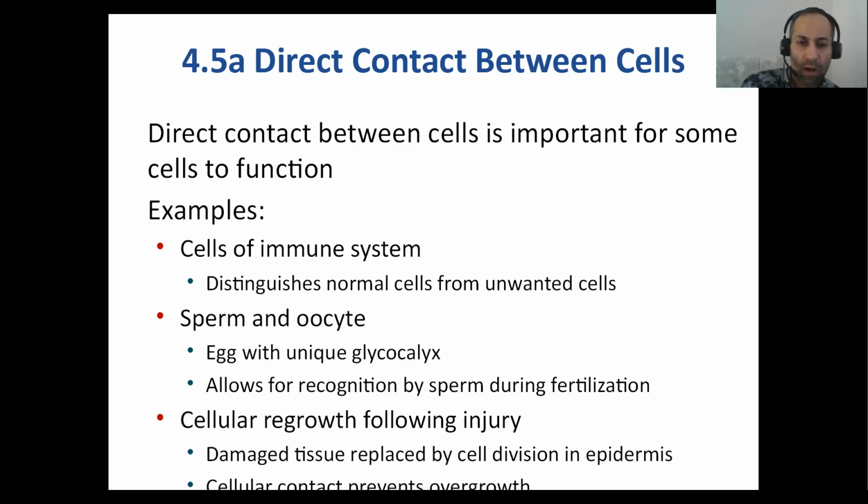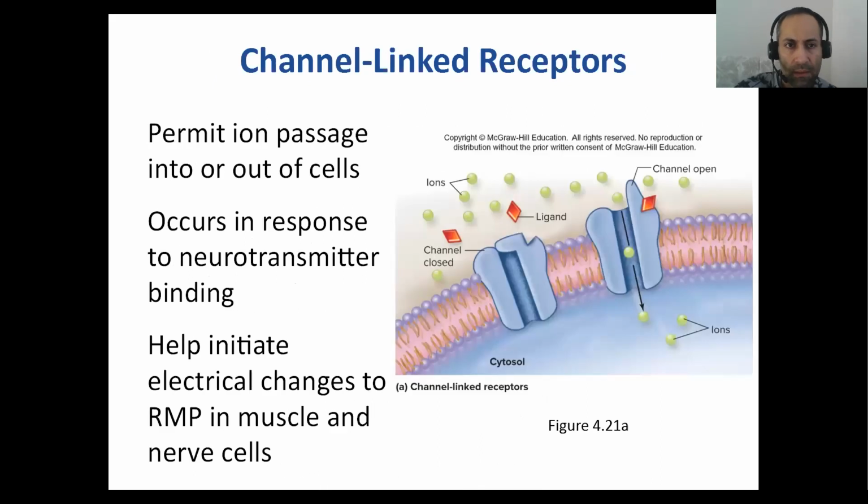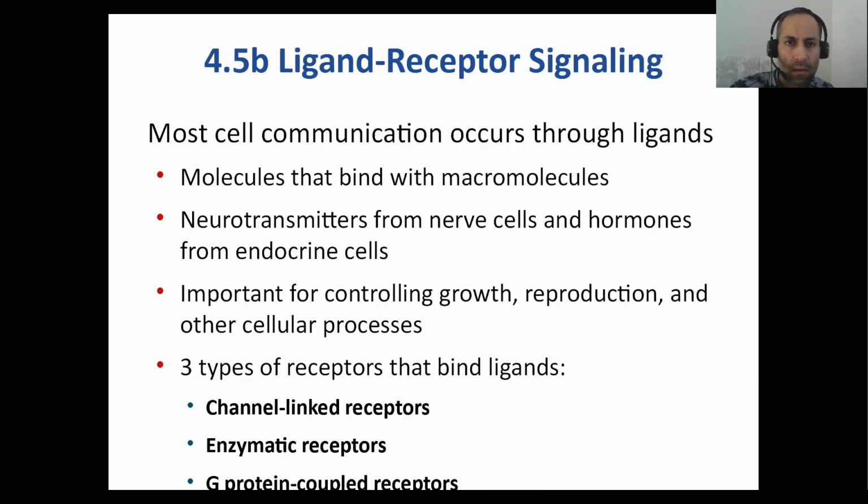And then cellular regrowth following injury. Once you have an injury like a cut or a scrape on your knee, as an example, then cell division starts happening to patch up your skin, okay? And with contact inhibition, as soon as they come in contact with each other, they stop growing at that time. Okay, so ligand receptor signaling. So how do cells talk to each other?